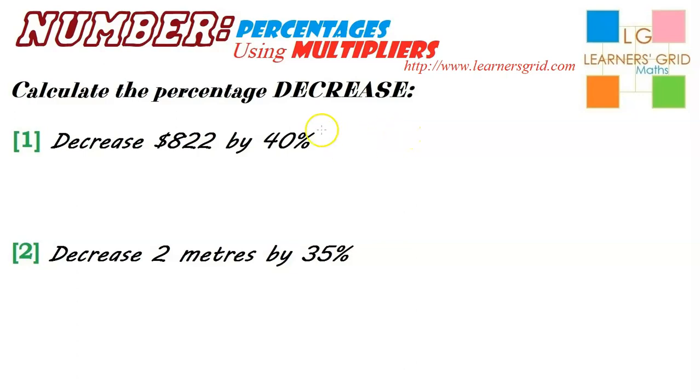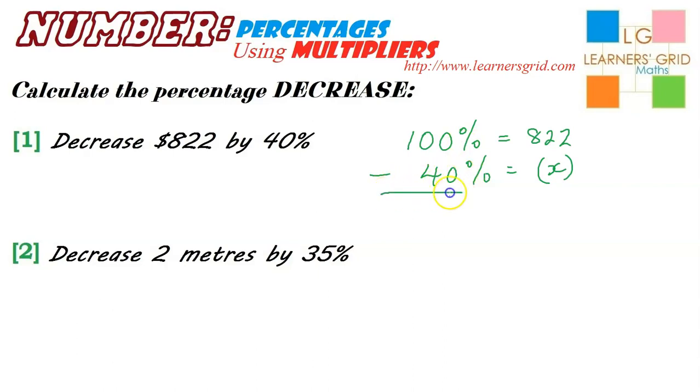If we think of this, we need to decrease $822 by 40%, right? Let's think of 100%. Now 100% of 822 is 822. Great. Now we need to subtract an amount, and the amount is 40%. What 40% is at the moment, we don't know, but whatever it is, we're going to have to take it away. So if I just look at the percentages, I have 100 and I'm going to subtract 40, so that leaves me with 60%.